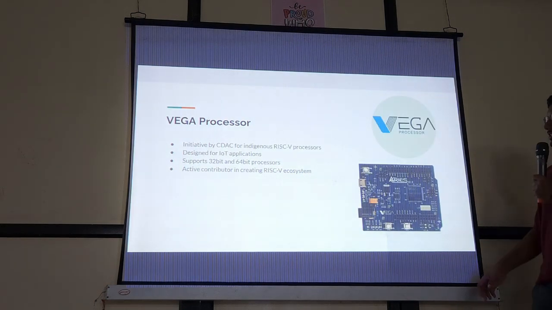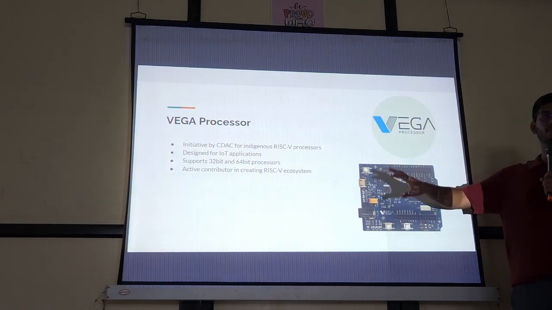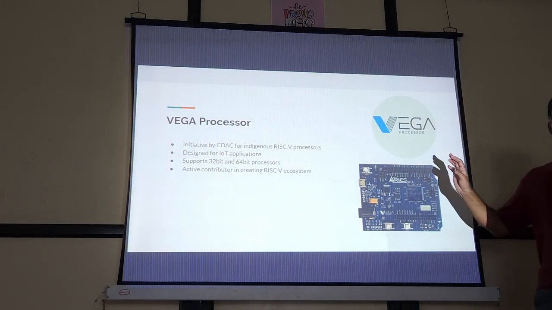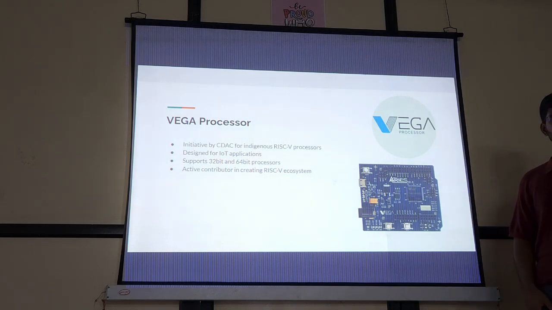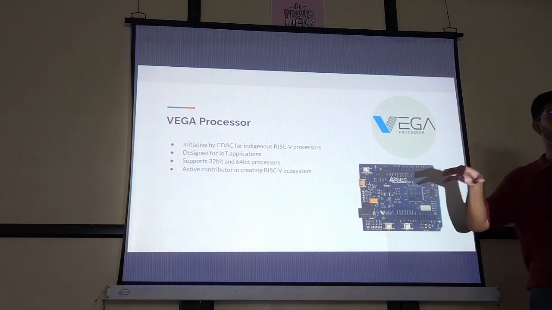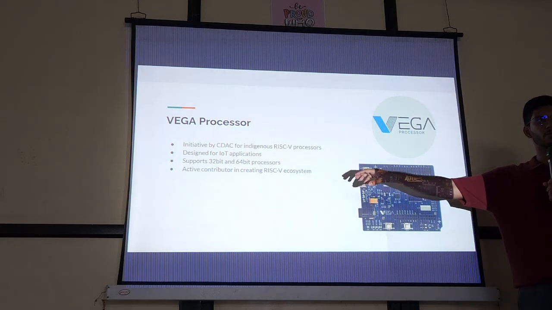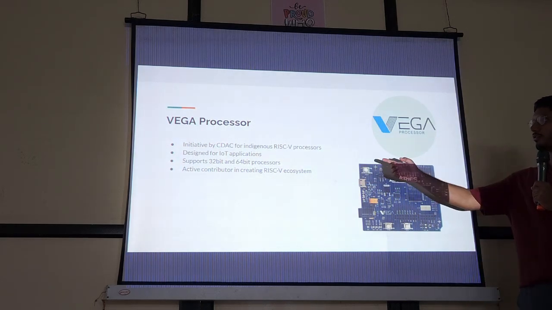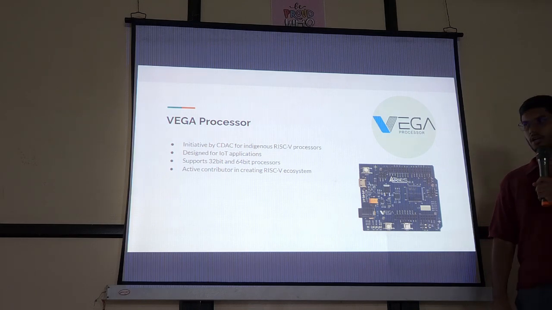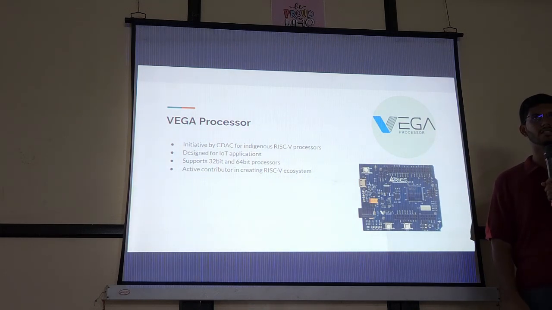Then this is the Vega processor. It is by CDAC, and it is targeted towards IoT applications. They are not currently working on Linux based SoCs. But there was some news that they are trying to work on it, but I'm not pretty much aware of that. It supports 32-bit and 64-bit processors, and it is an active contributor in the RISC-V ecosystem. Recently they joined the RISC-V International as a strategic member.